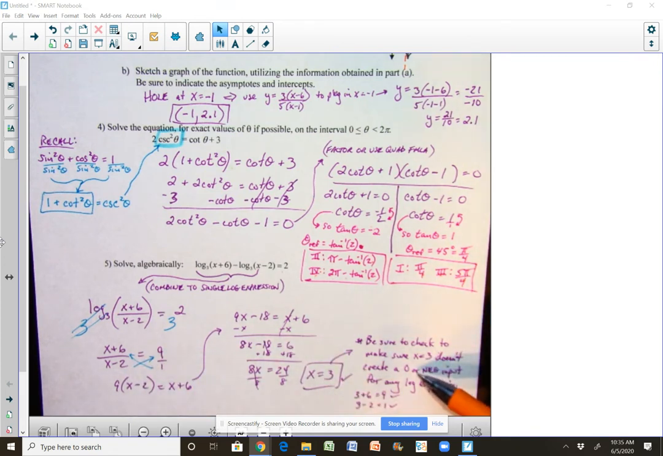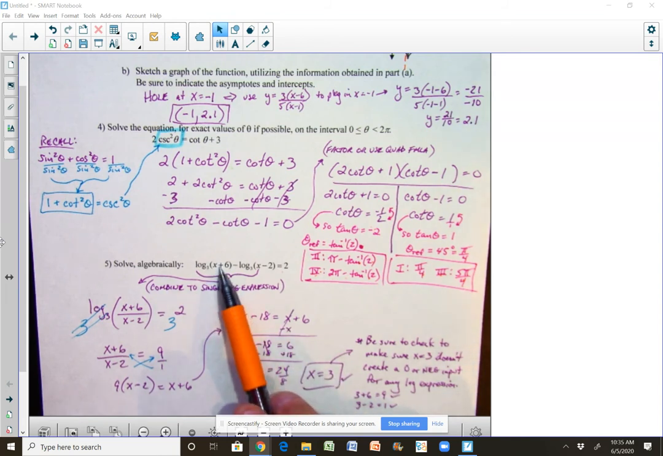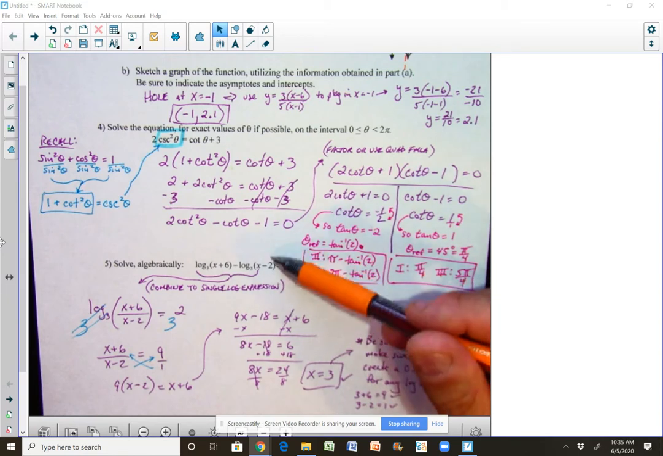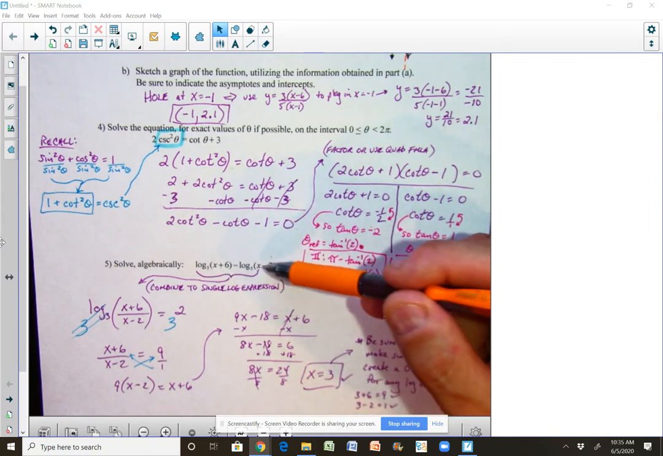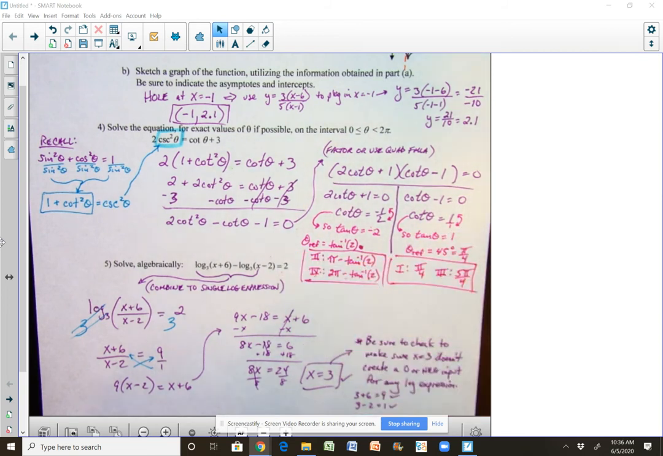At the end of the road, just be careful. Make sure you check, right? Sometimes you'll get more than one answer. This came out to be a linear expression. Sometimes they'll be quadratic, so you'll get 2 answers. Make sure that the answers go back. When you substitute them into the inputs of the logs, you don't create any zeros or negatives. It has to be a positive input for a log. Okay, so when you plug 3 in, 3 plus 6 is 9, that's fine. 3 minus 2 is 1, that's fine. You just can't have 0 or negatives as inputs for logs.